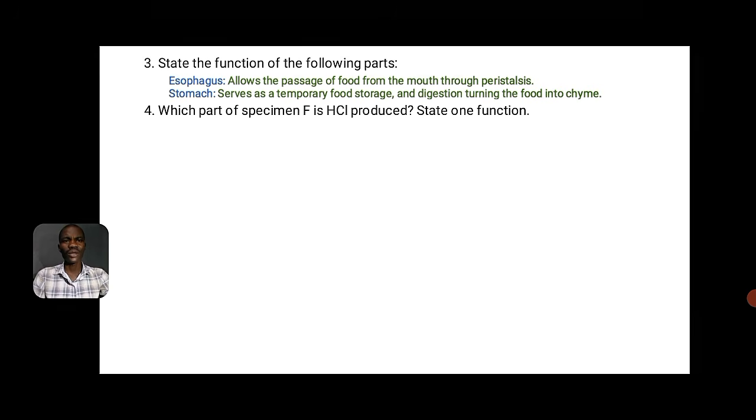Number 4, in which part of specimen F is HCl produced? HCl is hydrochloric acid, and state one function. So the stomach produces HCl. That's where it is produced from. The stomach is the one that produces HCl, and that HCl activates pepsinogen into pepsin, an enzyme which is responsible for the digestion of protein into peptone. So that's a partial digestion of protein into peptone.